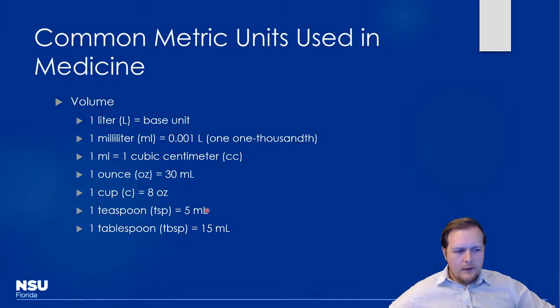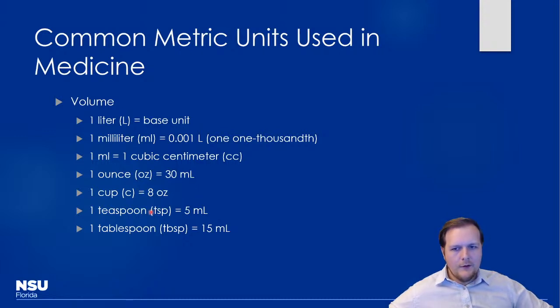But 1 teaspoon means 5 mLs, and then 1 tablespoon equals 15 mLs. So, for instance, you can see that 2 tablespoons equals 1 ounce, right? And again, being able to convert all those back over to mLs is very important, so that way you can be very exact.